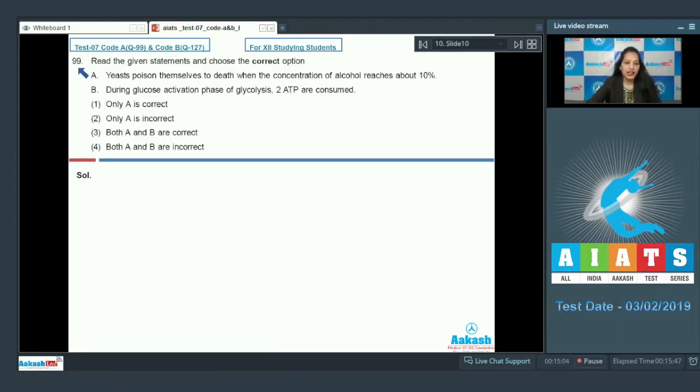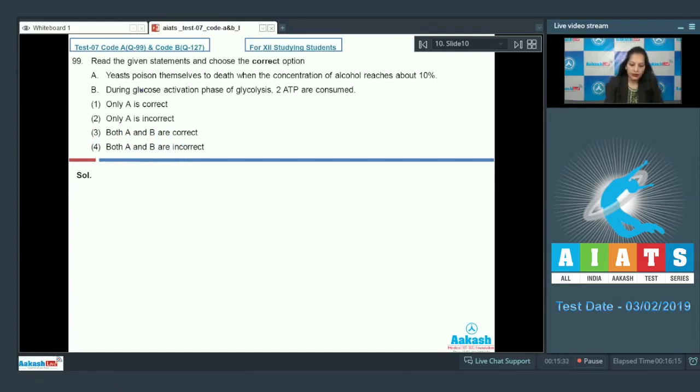Question number 99. Read the given statements and choose the correct option. A. Yeasts poison themselves to death when the concentration of alcohol reaches about 10%. B. During glucose activation phase of glycolysis, 2 ATP are consumed. First option only A is correct. Second only A is incorrect. Third both A and B are correct. Fourth both A and B are incorrect.